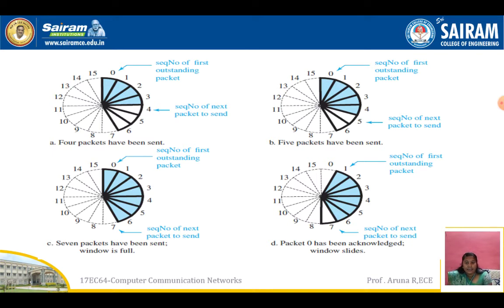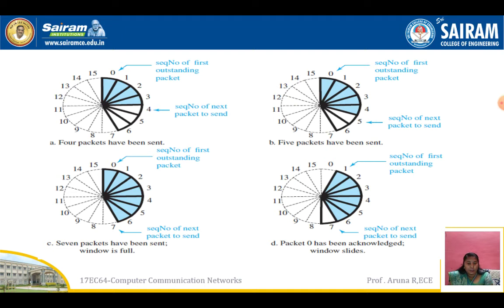Once more packets are sent, now 5 packets have been sent, and 4 has also become blue. That is the second step, where the window color has changed. Whatever is already sent is colored blue, and what has yet to be sent is kept empty. In the next iteration, 7 packets have been sent, that means 0 to 6 everything has been sent. Only 7 is remaining.